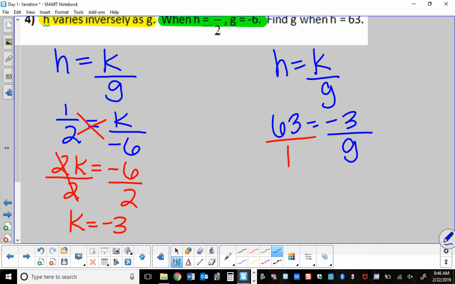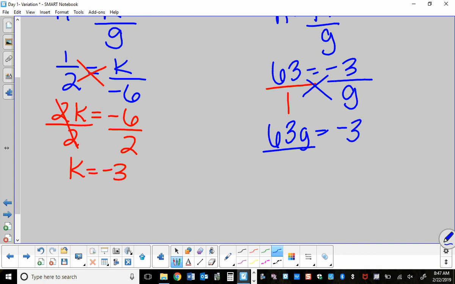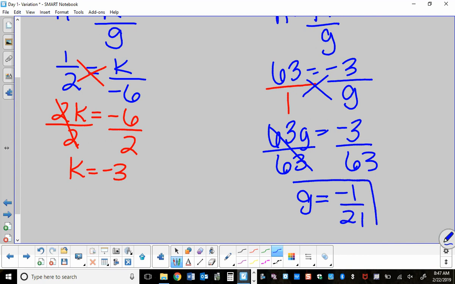Let's cross multiply. 63 times G is 63G. Negative 3 times 1 is negative 3. Now how do I solve for G? Again, you divide by 63. Do you see how it's much easier to see it now? If you wanted to multiply each side by G, you could absolutely do that. But I like to get a proportion whenever I can and just cross multiply. So G is going to equal negative 1 over 21.